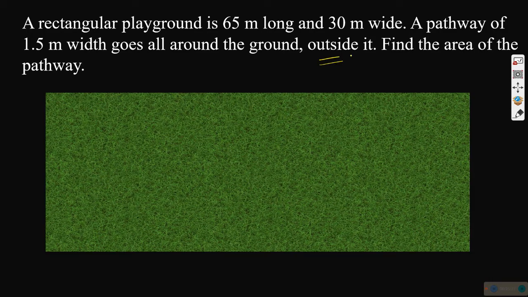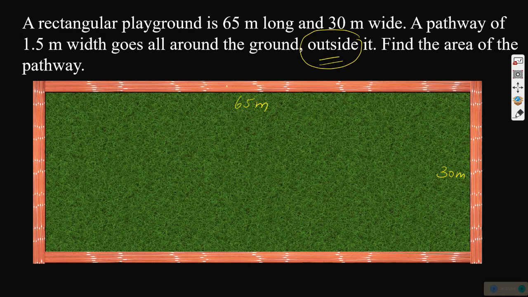Earlier we did the pathway within the garden. Now we are going to make a pathway outside the given playground. Here also the question is, find the area of the pathway. So here it is given 65 meter long and 30 meter wide. We will get the area of the given playground. Now we are going to have a 1.5 meter wide pathway around it.